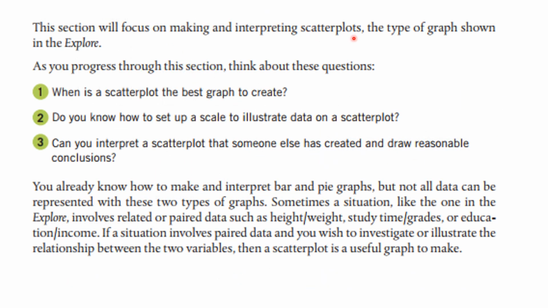So in this section, we'll focus on making and interpreting scatter plots. When is this the best one to use? How do you set one up, and how do you interpret the results? You already know how to interpret bar and pie graphs, but not all data is represented with these types of graphs. Sometimes a situation, like the one we talked about there, involves related or paired data, such as height or weight, study times and grades, education and income. And if a situation involves paired data, you may wish to investigate or illustrate a relationship between the two variables. Then a scatter plot is a useful graph to make.